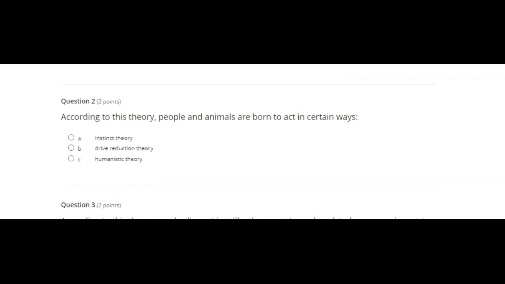According to this theory, people and animals are born to act in certain ways. A, instinct theory. B, drive reduction theory. C, humanistic theory.